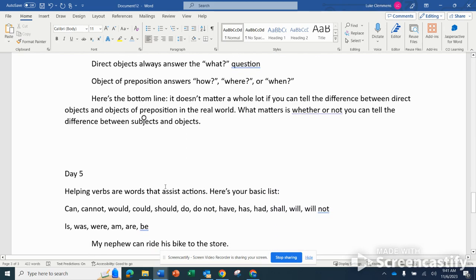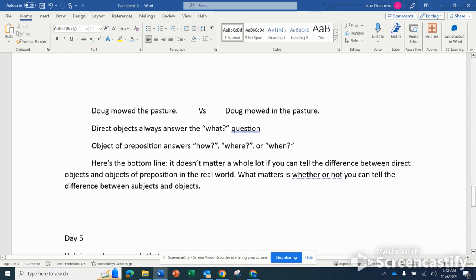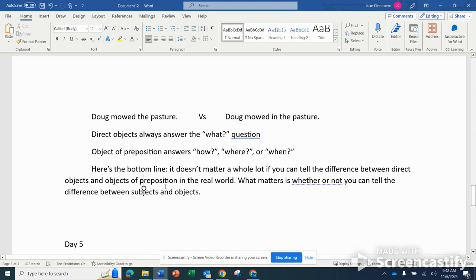Now, down here, this little note, bottom line. It doesn't matter a whole lot if you can tell the difference between direct object and objects of the preposition in the real world. Now, it will matter for the quiz on Thursday, okay? But in the real world, no, it doesn't matter a whole lot. What matters is whether or not you can tell the difference between subjects and objects. That's what matters, okay? You have to be able to tell what subjects are. You have to be able to tell what verbs are. Those are the foundational parts of understanding sentence types and things like run-ons and fragments, comma splices, okay? So the whole reason we're learning about objects is just so that you don't get them confused with subjects.